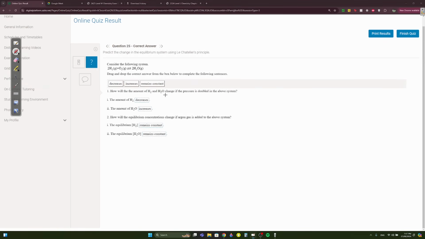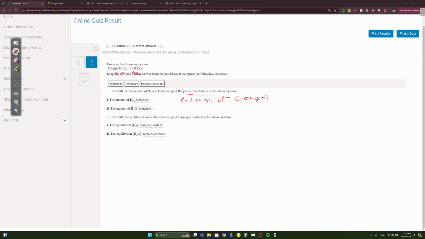Question 25. How will the amount of H2 and H2O change if the pressure is doubled in the above system? It's gases, so we can actually see. If the pressure is doubled, so P total is increasing, that means the system must decrease P total. To decrease P total, it's going to go to fewer gaseous moles. You have 2 here, you have 3 here.